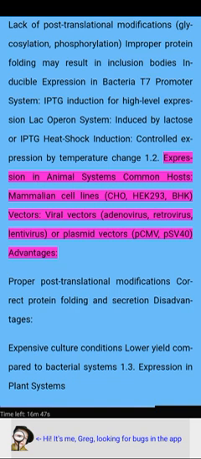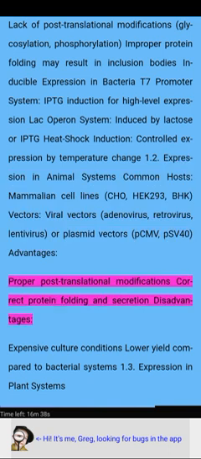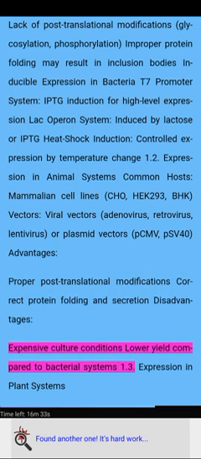1.2. Expression in animal systems. Common hosts: mammalian cell lines CHO, HEK293, BHK. Vectors: viral vectors such as adenovirus, retrovirus, lentivirus, or plasmid vectors pCMV, pSV40. Advantages: proper post-translational modifications, correct protein folding and secretion. Disadvantages: expensive culture conditions, lower yield compared to bacterial systems.